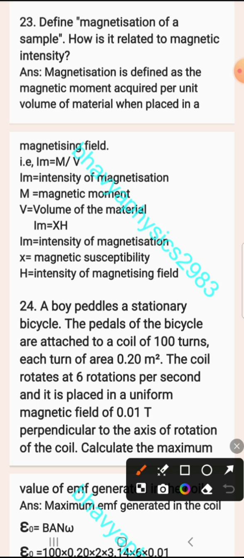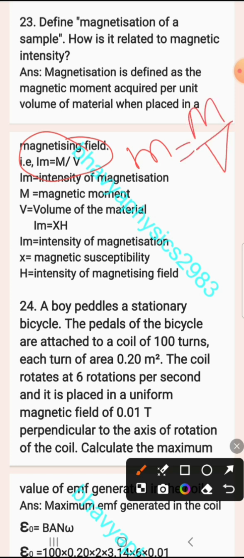So therefore, the relation is I, or you can also write small m, is equal to capital M by V, moment per unit volume is called magnetization. And this magnetization is directly proportional to intensity of magnetizing field, H. So therefore, if I remove this proportionality, there is one constant called susceptibility, magnetic susceptibility, chi.